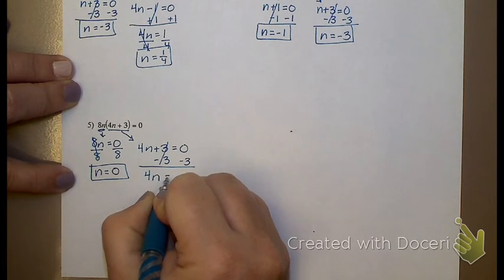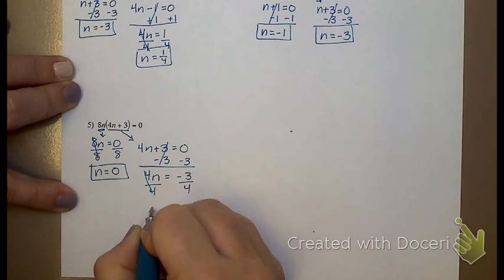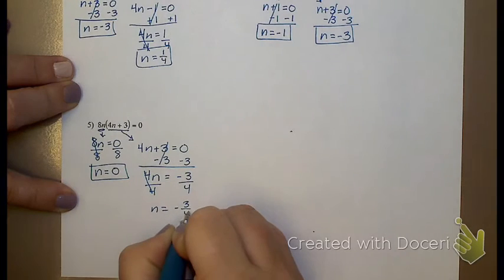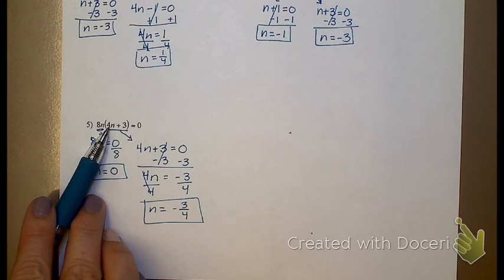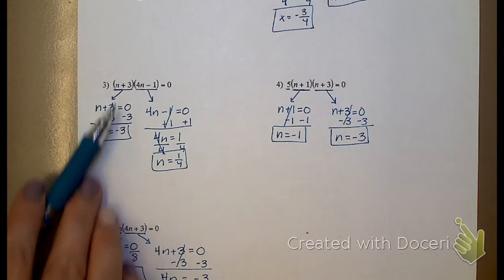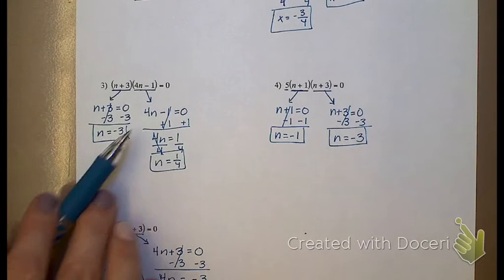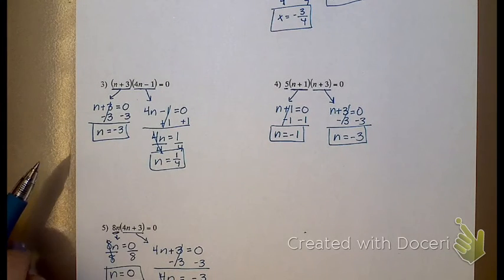So 4n equals -3. Divide by 4, n equals -3/4. Again, leave it as a fraction. Now, hopefully you should notice some patterns as you're going through these, of what happens when there's a letter in front, a coefficient to your variable, versus when there's not. If you notice when there's not a coefficient, I tend to get a nice answer. When there is a coefficient, that tends to be when I have a fraction.